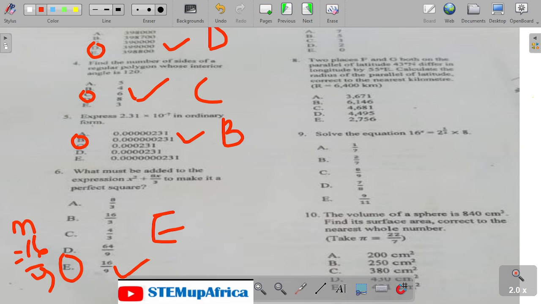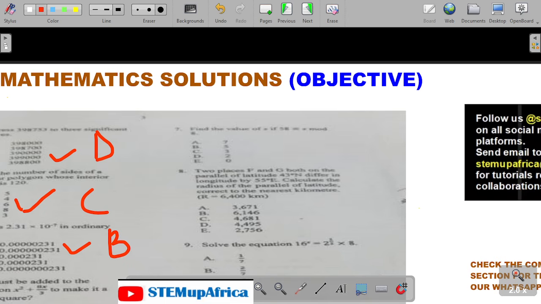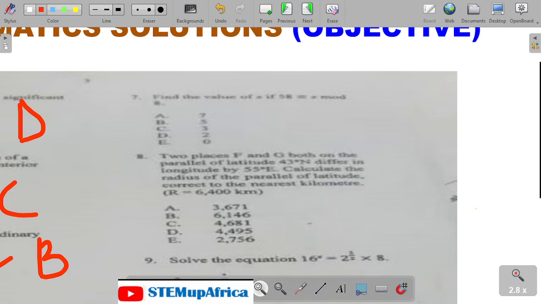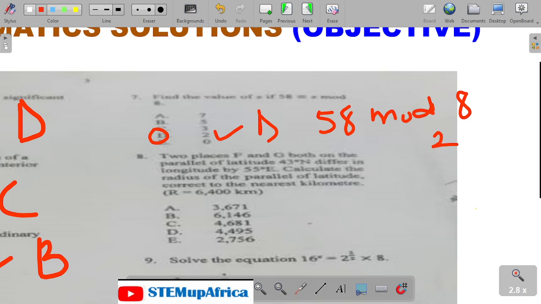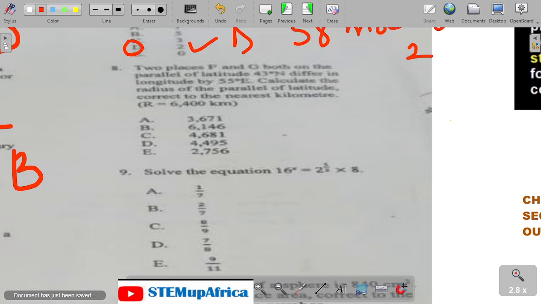Let's go to question 7. Say 58 in mod 8. How do we express 58? 58 mod 8. So how many 8s are present in 58? It is 7. 7 times 8 is 56. So what is remaining is 2. So the remainder is 2, which is option D. Number 7 is D.